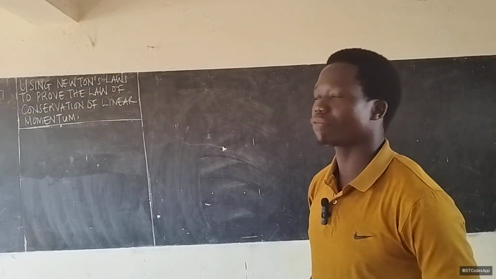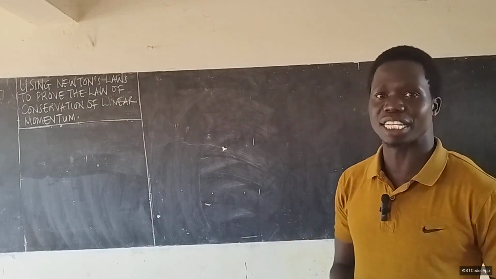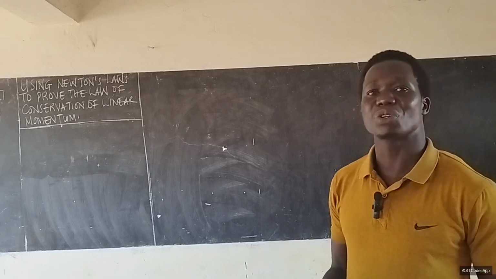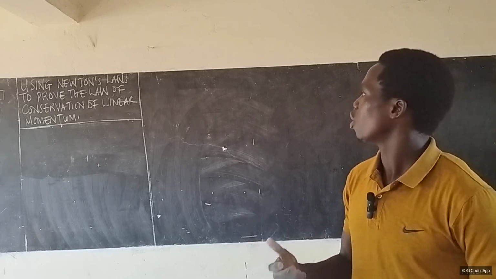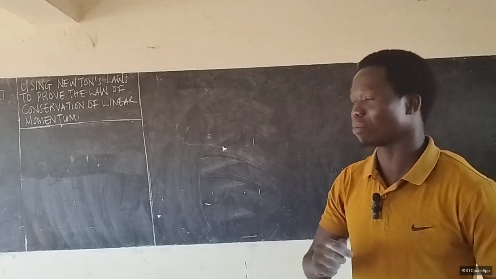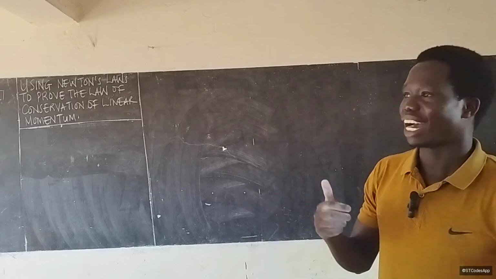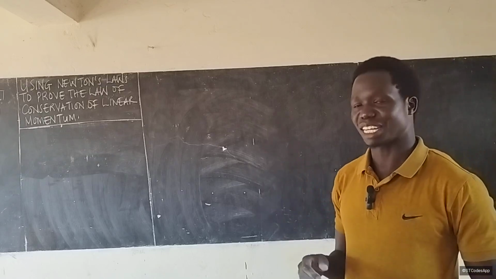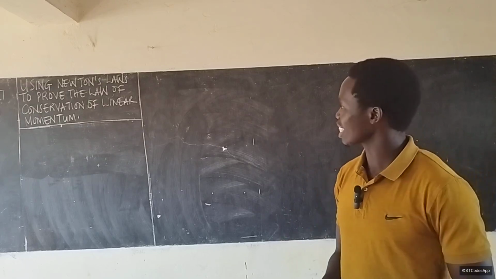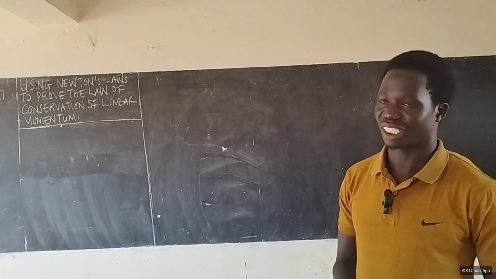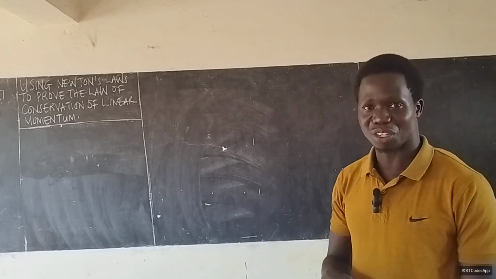I want us to look briefly at how we can use Newton's laws to prove the law of conservation of linear momentum. Before we can do that, we need to know what the law of conservation of linear momentum states. It states that when two bodies collide, their momentum before collision is equal to the momentum after collision. And we have to use Newton's laws to prove that this is actually true.